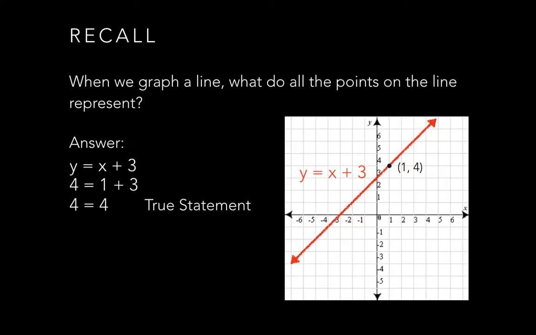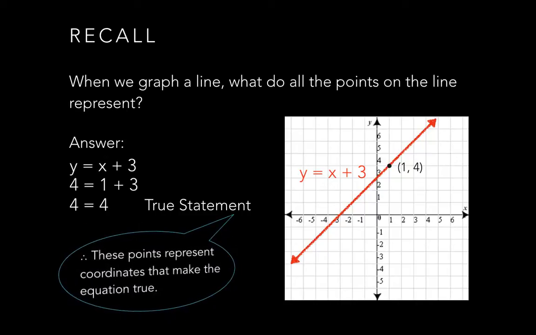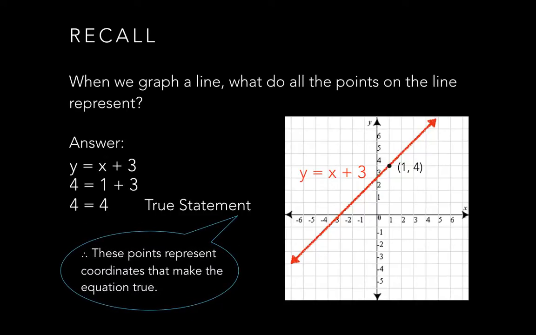If we picked any point on this line, any random point, they didn't even necessarily need to be integer values, but if you picked any one of the infinite number of points that create this line, they make the statement true. So these are coordinates. Each of these points represents coordinates, x, y values, that make our equation true.